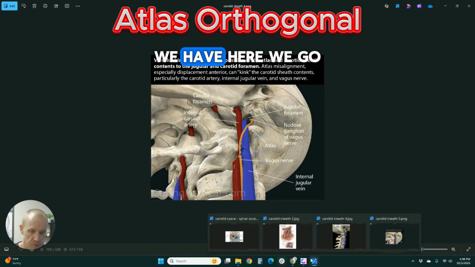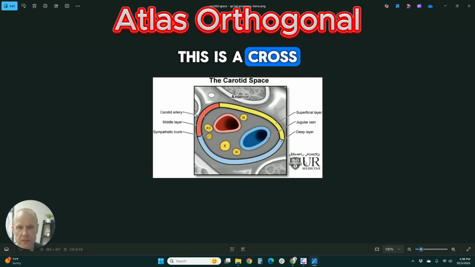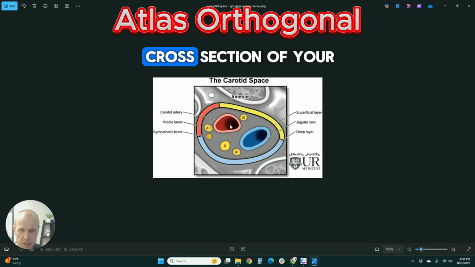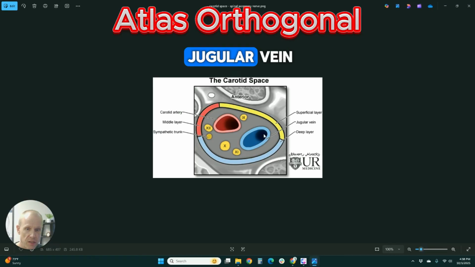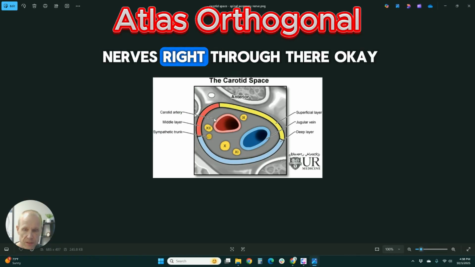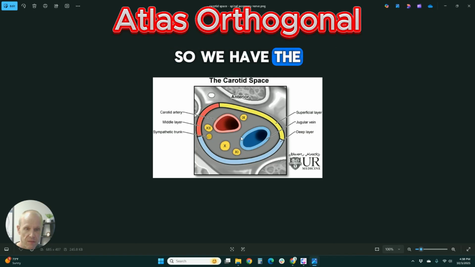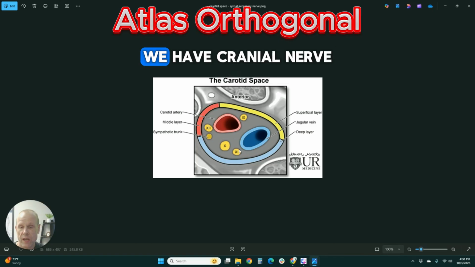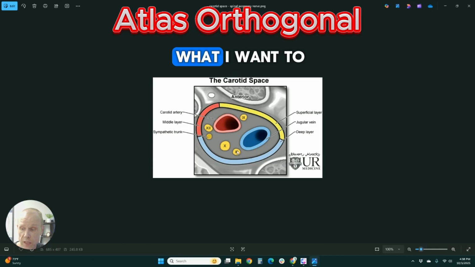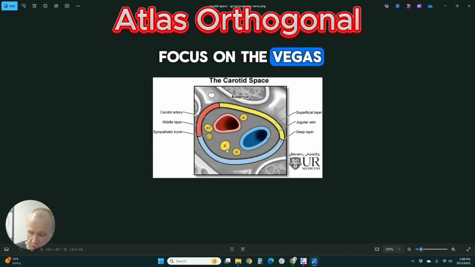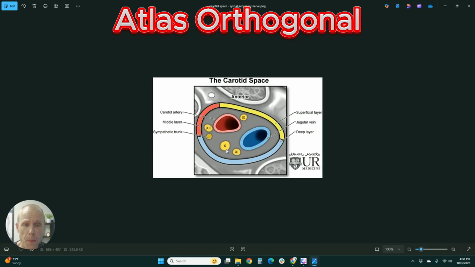Here we go. This is a cross-section of the carotid sheath. So here is the cross-section of your carotid artery, cross-section of your jugular vein. Here are your cranial nerves right through there. Okay, so the vagus nerve is in here. We have cranial nerve 11. This is really what I want to talk about. I don't want to focus on the vagus nerve, even though that's important.